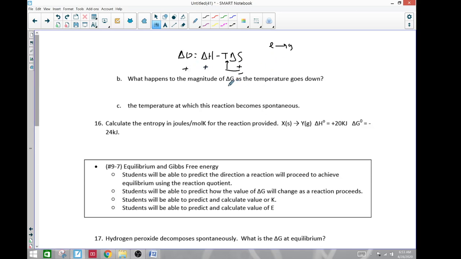So what happens when the temperature goes down? Okay, so that goes up. So as it goes down, delta G becomes more positive. What happens as the temperature at which the reaction becomes spontaneous? All right, so we would need to do it this way. Delta G equals delta H minus temperature times delta S.